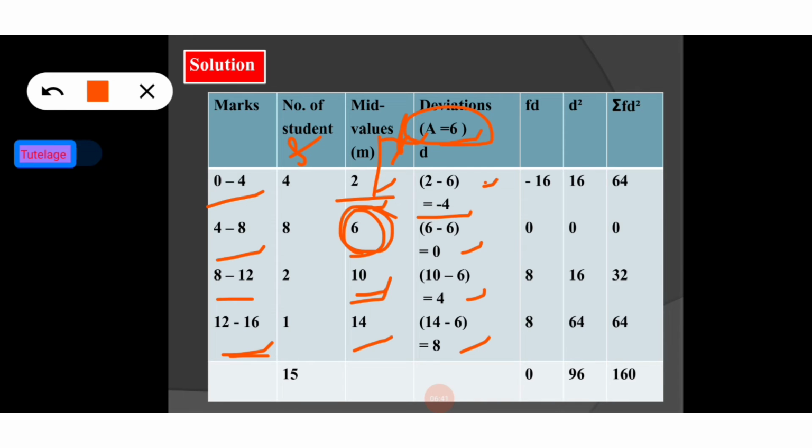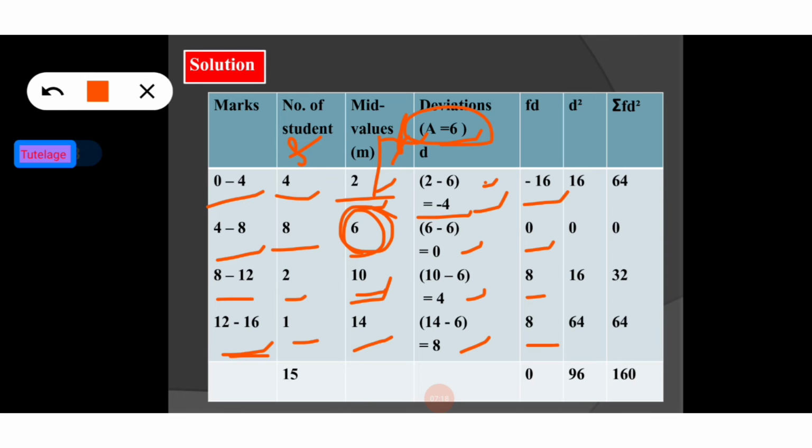So f into d. For the first class, the value of d is minus 4, and the frequency is 4. So 4 into minus 4, that means minus 16. Now going to the second class, 8 into 0, that means 0. Now going to the third one, 2 into 4, that means 8, and now going to the last one, 1 into 8, that means also 8. So what is the sum of all the fd values?